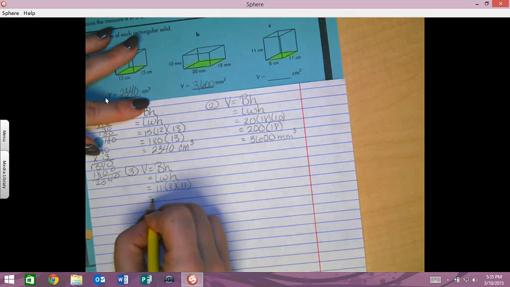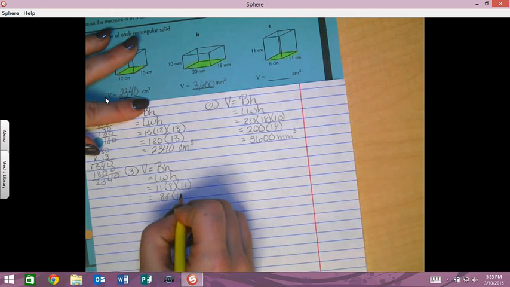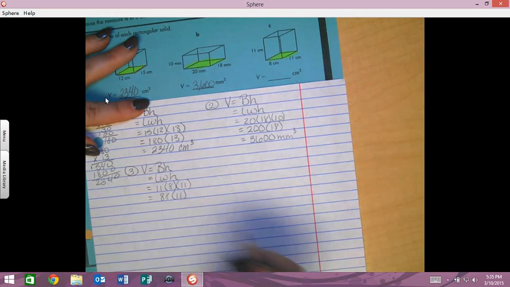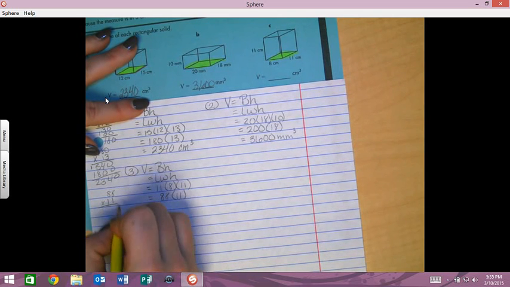Well, I know my math facts. I know 11 times 8 is going to be 88. Now, what I don't know is 88 times 11. I probably should. So 88 times 11. 1 times 8 is 8. 1 times 8 is 8. Bring down my 0. 1 times 8 is 8.